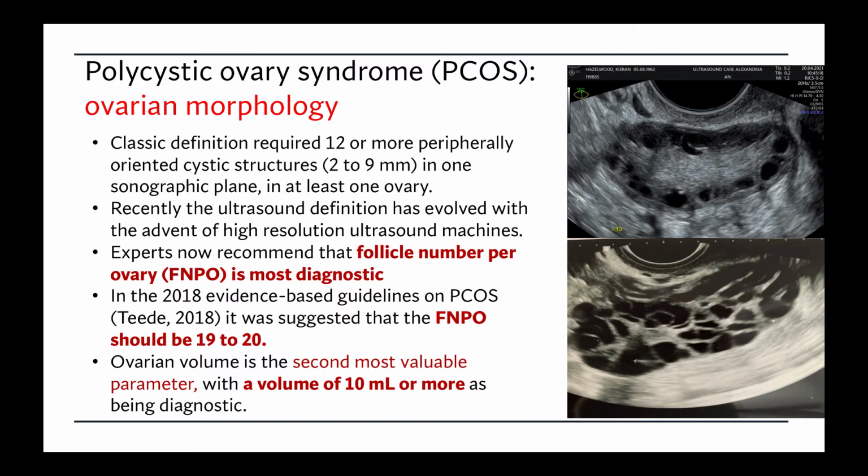Okay, so with the advent of high-resolution ultrasound machines, experts now recommend a follicle number per ovary of at least 19 to 20 instead of the usual 12. Another valuable ultrasonographic parameter would be ovarian volume of more than 10 ml. An example of this would be this picture here on the right lower panel, where you see that the cystic structures are not anymore peripherally located, and cystic structures number about more than 19 or 20.